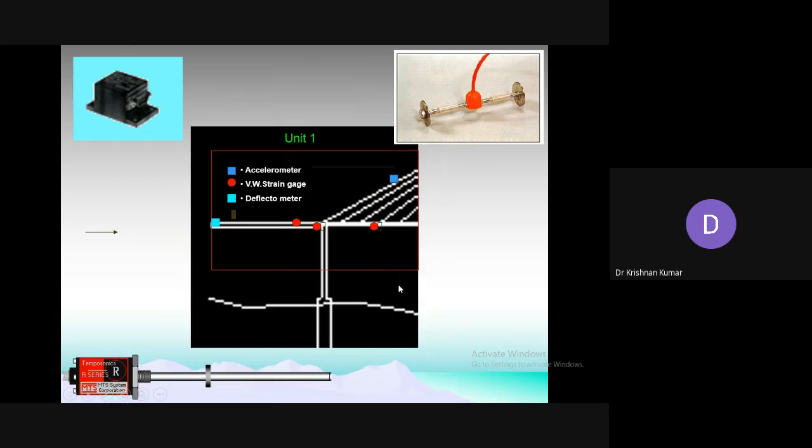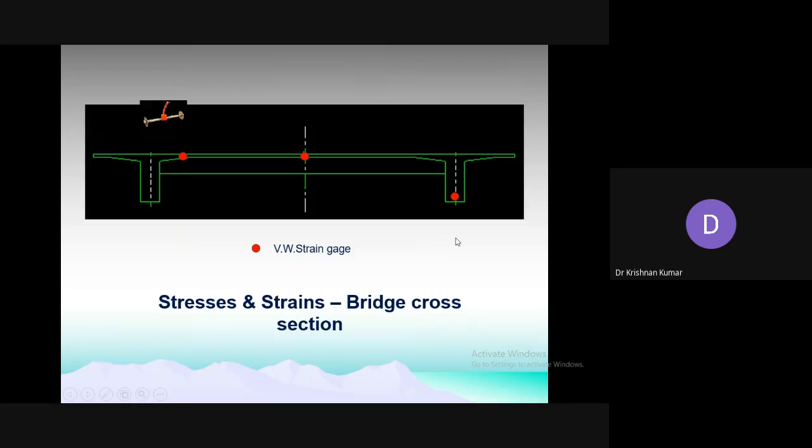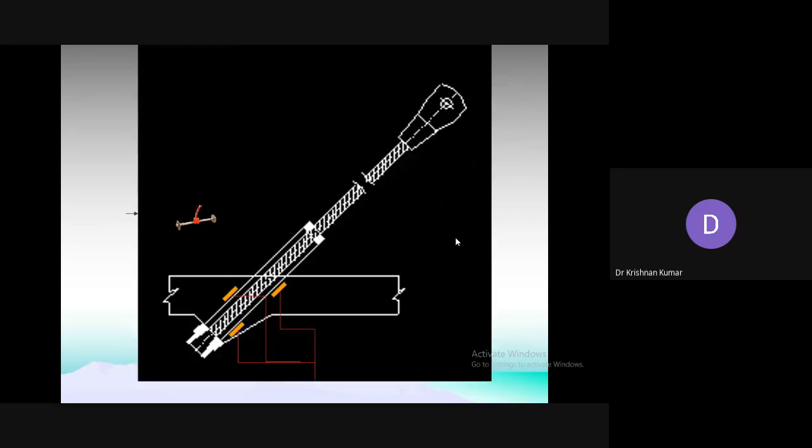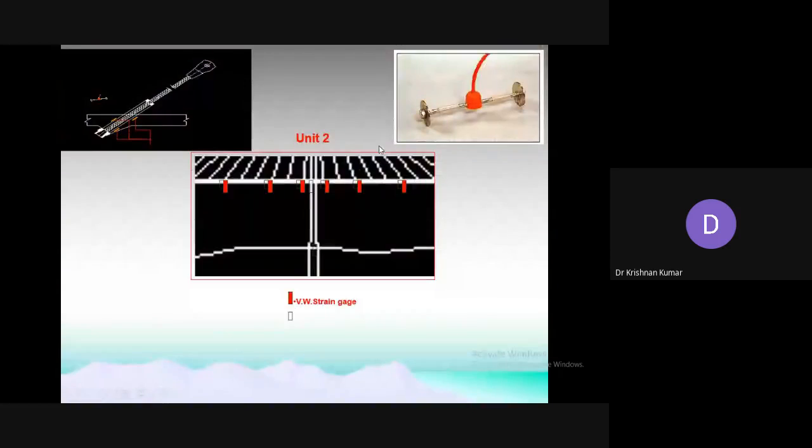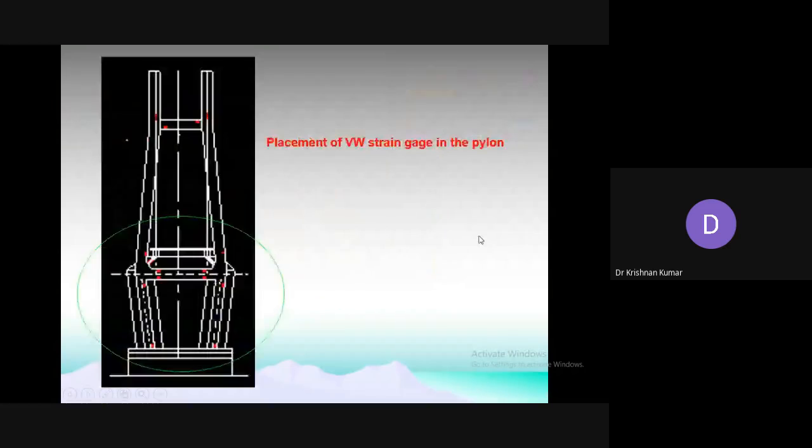Yeah, these are unit 1. These are the sensors we have used. Yeah, these are different locations where we have placed them in the concrete structure. This is the anchorage section. There also we have placed VW strain gauges. Yeah, these are the close-up views. This is unit 2. All 48 strain gauges have been placed in different locations.